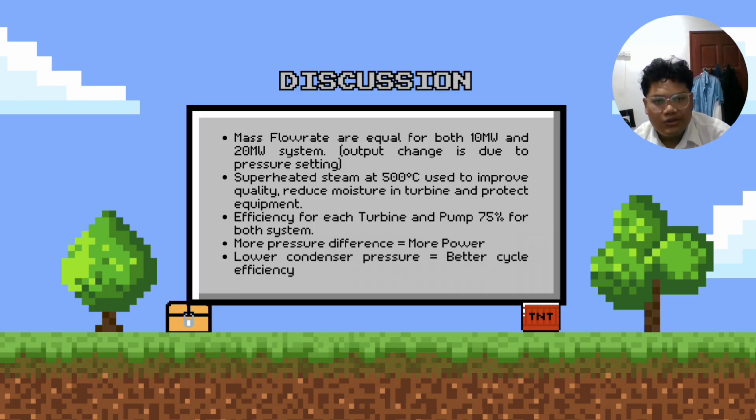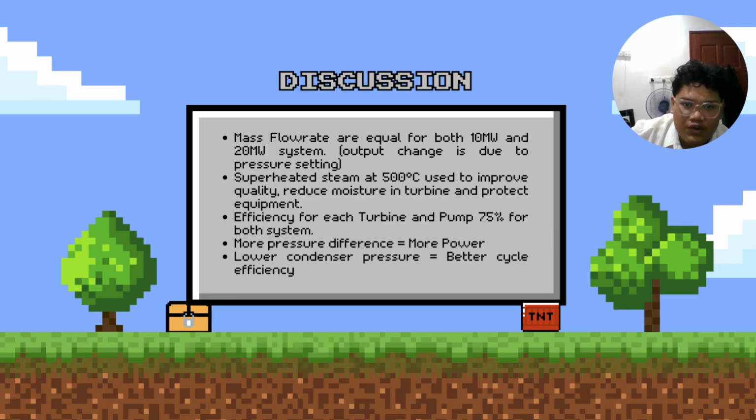The superheated steam at 500 degrees Celsius is used to improve quality, reduce moisture in the turbine, and protect equipment. By using the superheated steam inside the equipment, there is no moisture that goes inside the system. So that makes the equipment last longer.